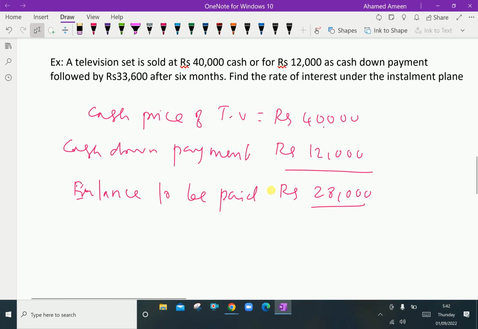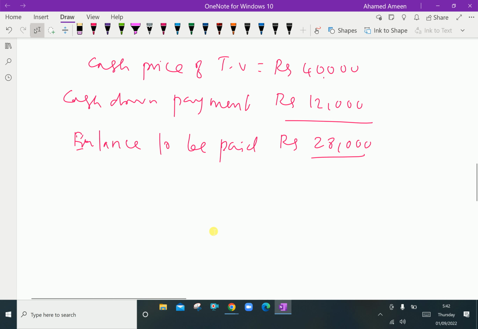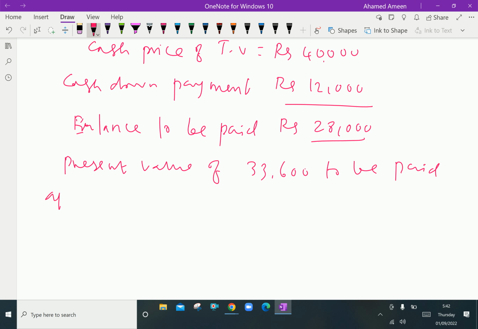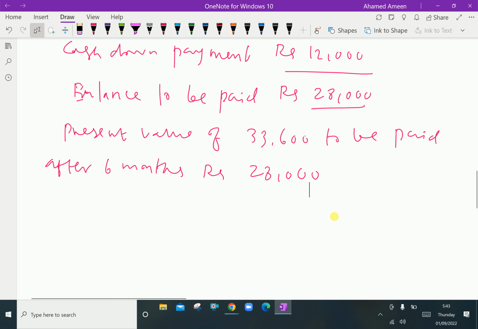Now the present value of rupees 33,600 to be paid after 6 months is rupees 28,000. Here the original amount to be paid is 28,000, but he has to pay 33,600 including interest. So the present value of 33,600 to be paid after 6 months is 28,000.